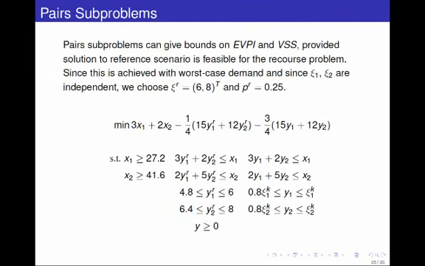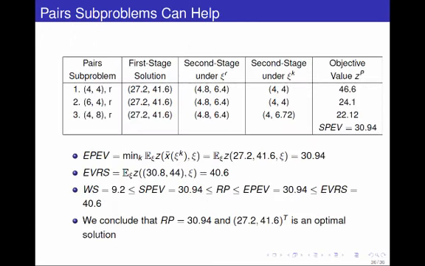So now we do the pairs problem reformulation. We pick a reference scenario, we pick the worst case one in this situation, and we solve a bunch of pairs subproblems that look like this. They have two sets of constraints, and we get the following numbers. First scenario paired up with the reference scenario, first stage decision, second stage decisions under the reference scenario, second stage decisions under the kth pair, and the ZPs, which is the juice out of the lemon that we want to keep. So then we calculate the SPV for all of these three.